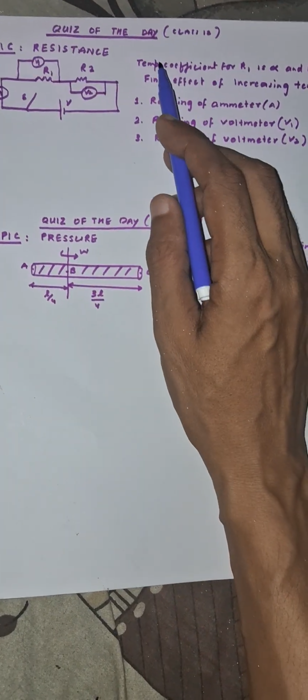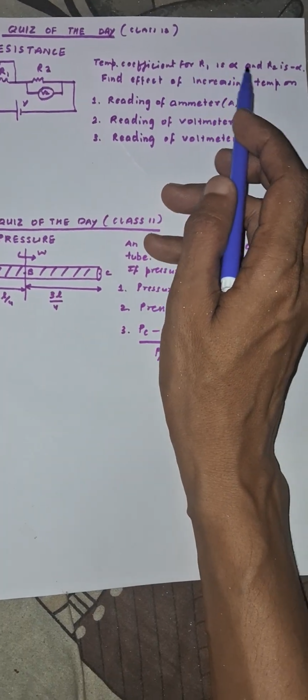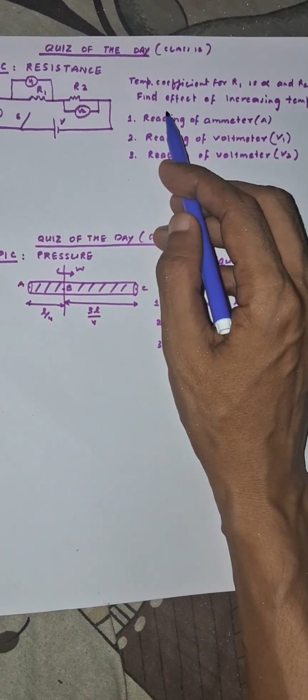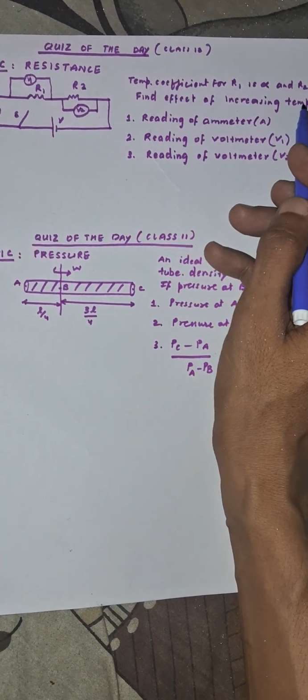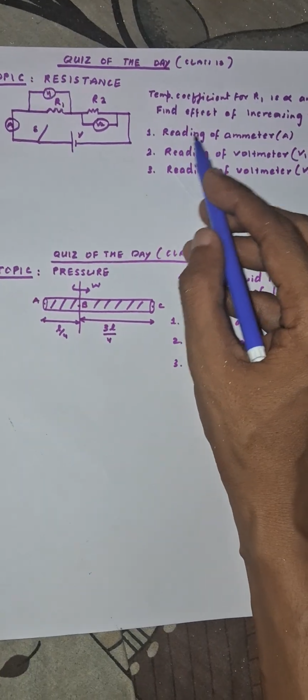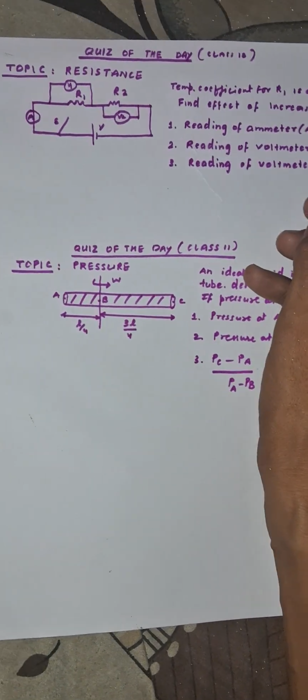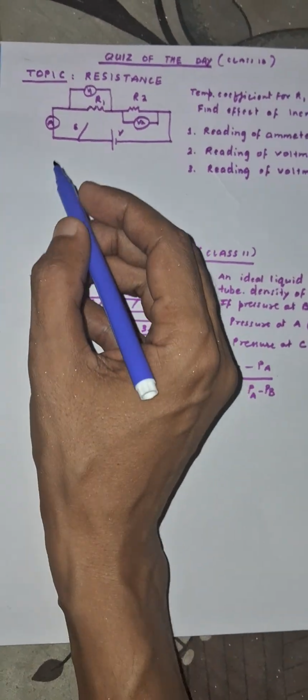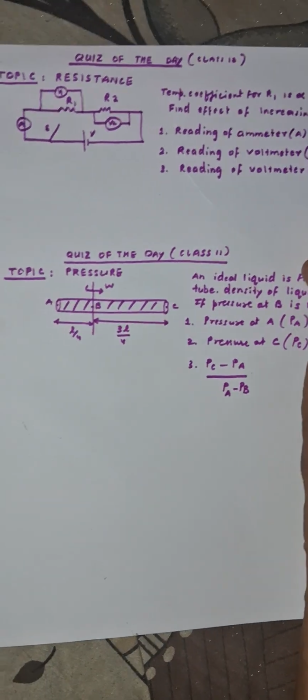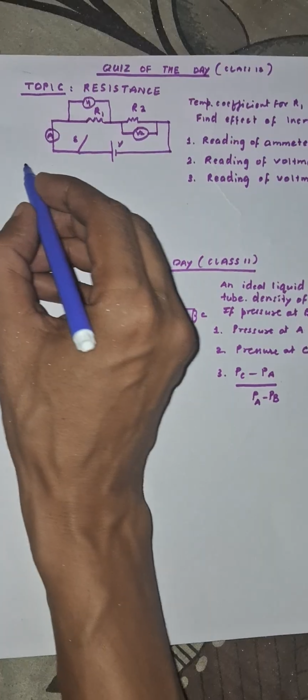Now, here the trick is that the temperature coefficient for R1 is alpha and for R2 is minus alpha, and we have to find the effect of increasing temperature on the reading of the emitter, the reading of voltmeter V1, and the reading of voltmeter V2. So if we analyze, if we increase the temperature, then certainly resistance will change.